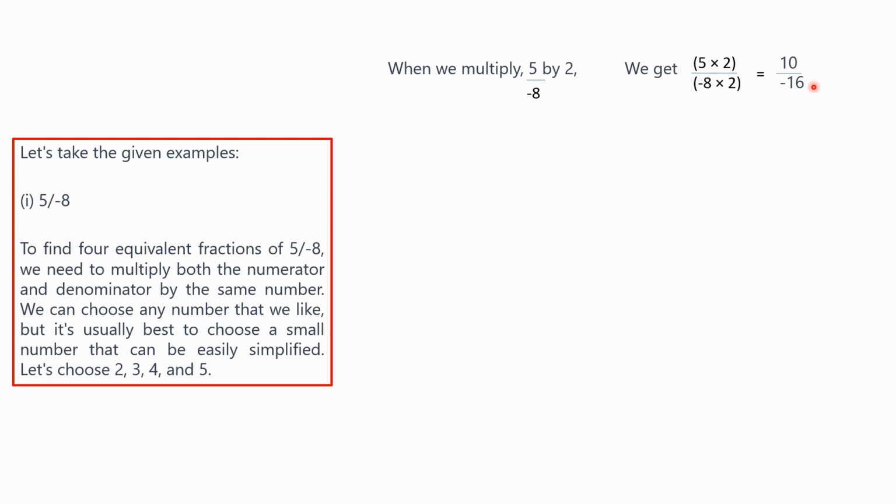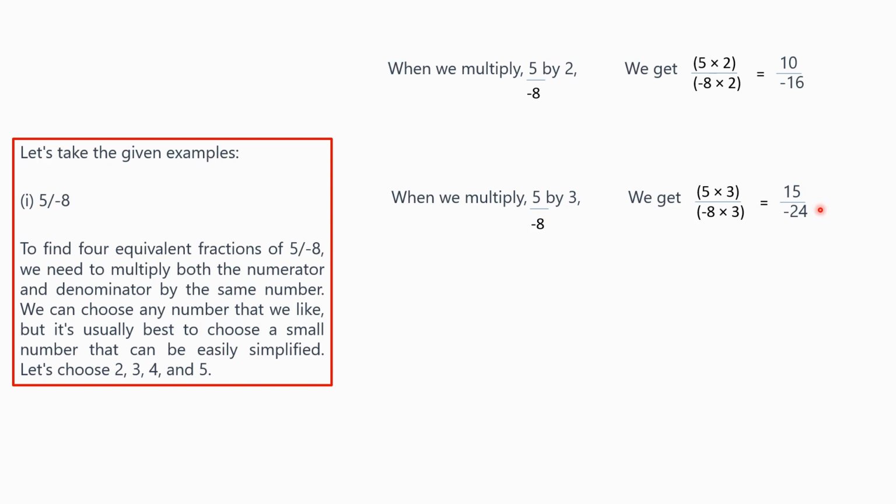In the second step, we can multiply the numerator and denominator of 5 by minus 8 by 3 to get another new fraction, 15 by minus 24. Again, this fraction has a positive numerator and a negative denominator.